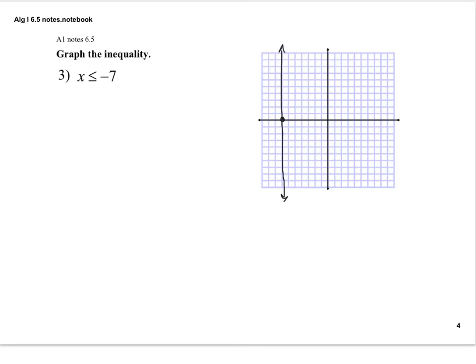And x can be everything less than negative 7, so that means all of this stuff over here, everything over there, infinitesimally close to the line and including the line itself. Possible outcomes for number 3.